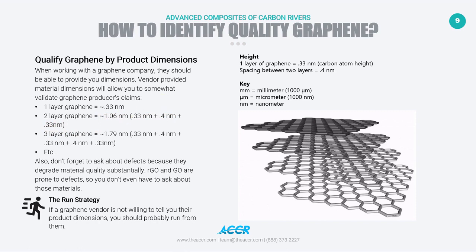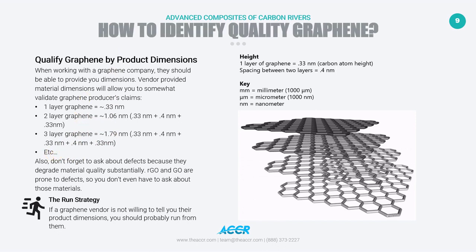If you're evaluating three-layer graphene, also known as tri-layer graphene, you'll notice that the particle thickness should be the two-layer graphene plus an additional spacing and another layer of graphene. So your total then becomes a sheet of graphene, the spacing, another sheet of graphene, the spacing, and finally a third sheet of graphene, giving you a total of approximately 1.79 nanometers. This goes on until you reach the point that your graphene is now graphite.